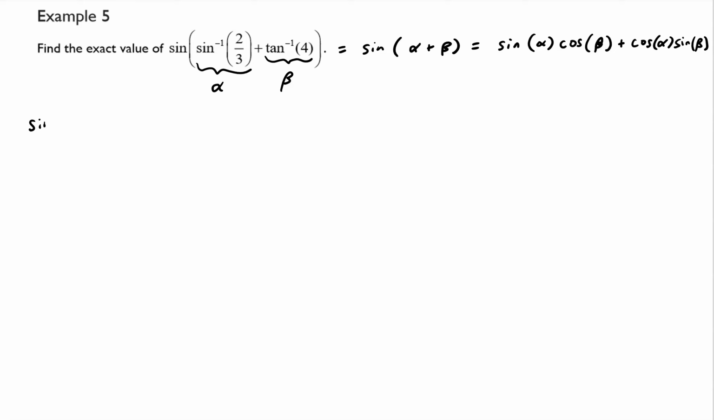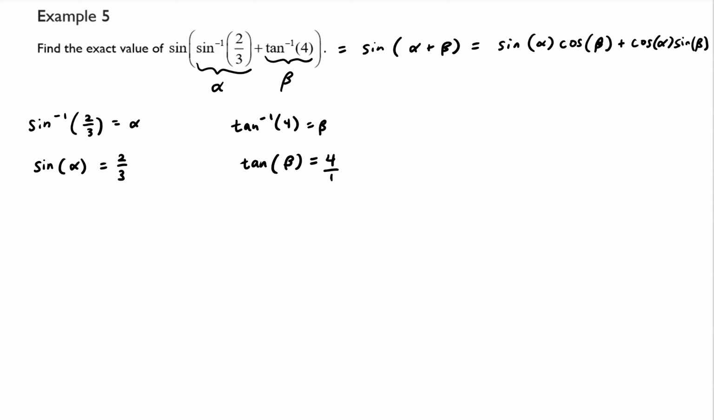Okay, so now I'm going to come over here, and we know that sine inverse of 2/3 is equal to alpha. And if we apply sine on both sides, or if we think about rewriting this so that it doesn't contain the inverse, this is the same thing as saying sine of alpha is equal to 2/3. And then we know that tan inverse of 4 is equal to some angle beta, and that is an equivalent statement to saying tangent of beta is equal to 4. And it might be helpful to think about it as 4 over 1.